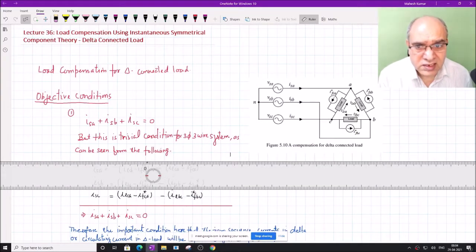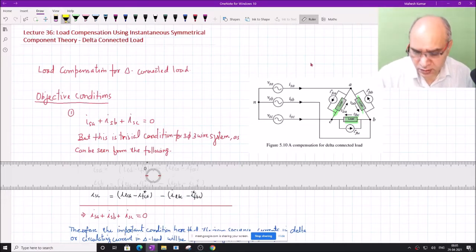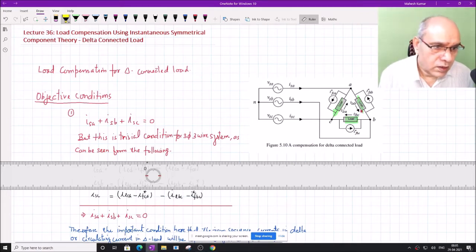This is actually a delta connected load, you can see on the right hand side. This is delta: AB, BC and CA. So the load currents are A to B, ILAB, you can see it here. So this is ILAB. Then ILBC, this one, and ILCA.